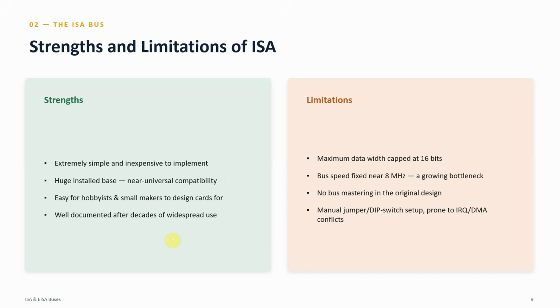But coming to limitations, its maximum data width is 16 bits itself. So for one cycle, you're basically going to transfer 16 bits, and the bus speed is fixed near 8 megahertz, with no bus mastering in the original design, and you need to configure it using manual jumpers. Now, these are the limitations of our ISA.